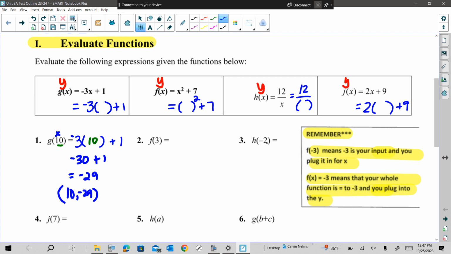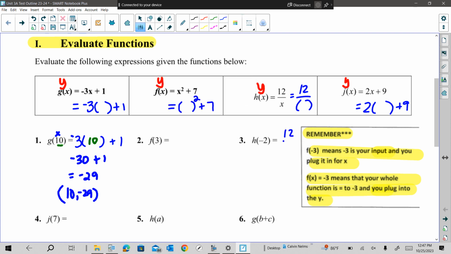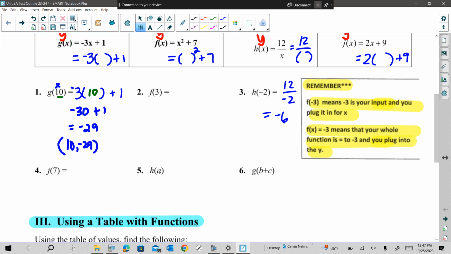So for h of -2 here, this would actually end up being 12 over -2, which simplifies to just -6. Now, if you have, let's say you don't have numbers, you have letters, variables, still plug it in. So like even with number 5 here, h of a, that means 12 over a. And that is the simplified answer. Can't do anything else to that. For number 3, the ordered pair would be -2, -6.